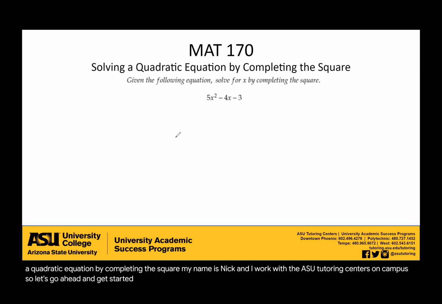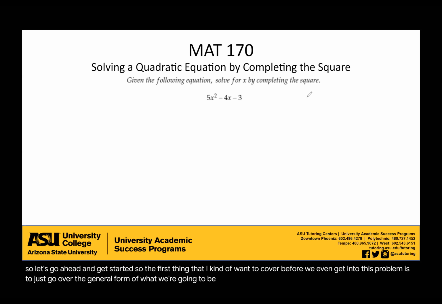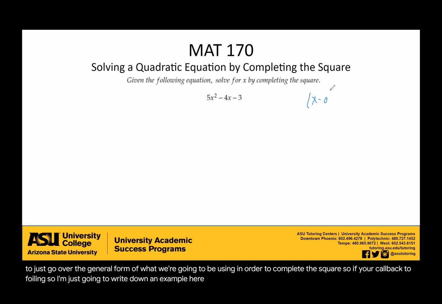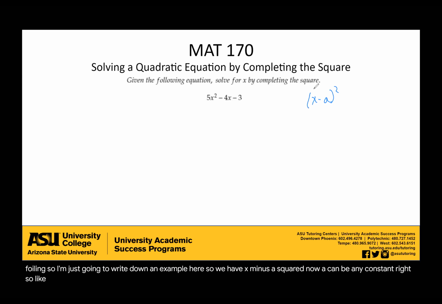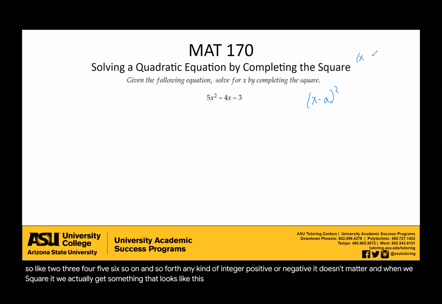So the first thing I want to cover before we get into this problem is the general form we're going to use in order to complete the square. If you recall back to foiling, I'm just going to write down an example here. We have (x minus a) squared. Now, a can be any constant, like 2, 3, 4, 5, 6, and so on. Any kind of integer, positive or negative, it doesn't matter. And when we square it, we actually get something that looks like this.